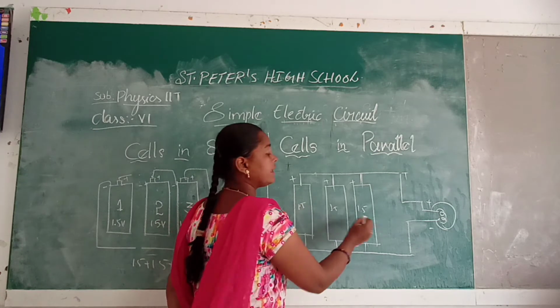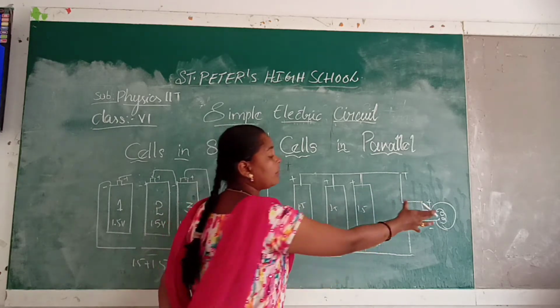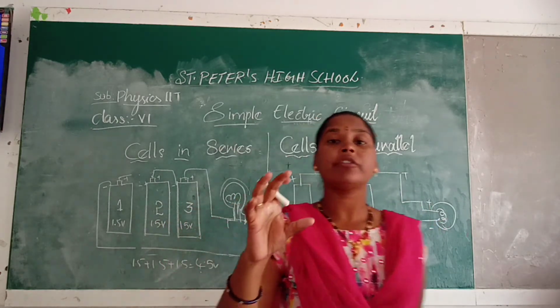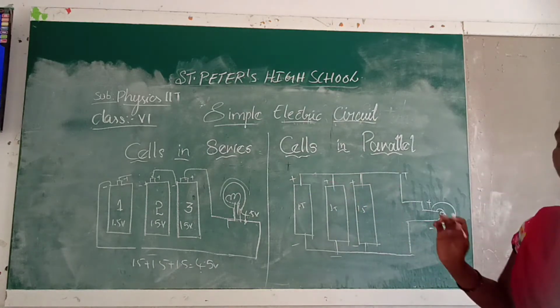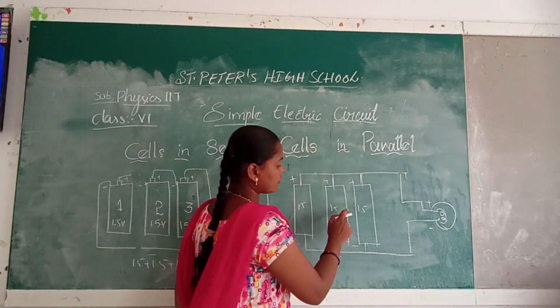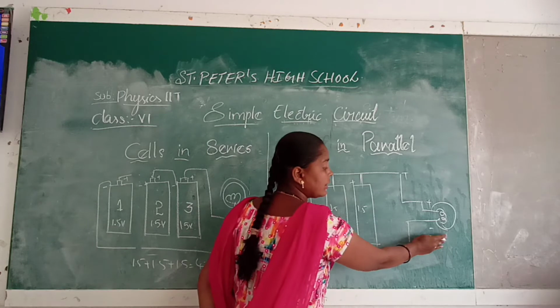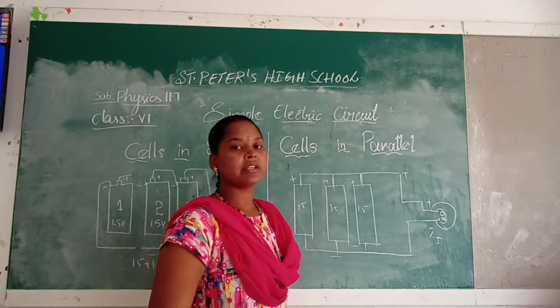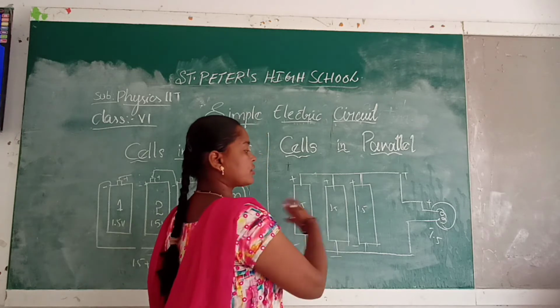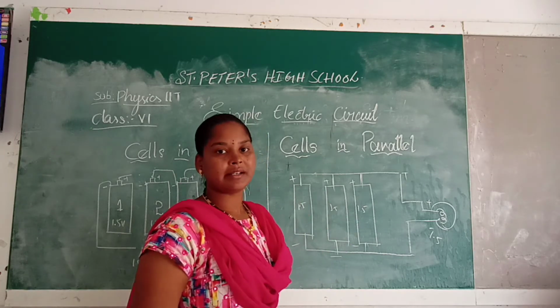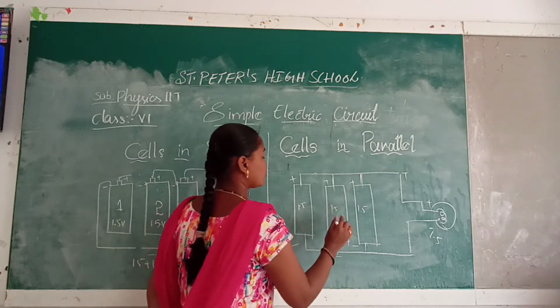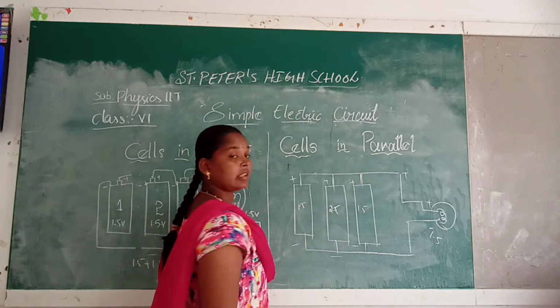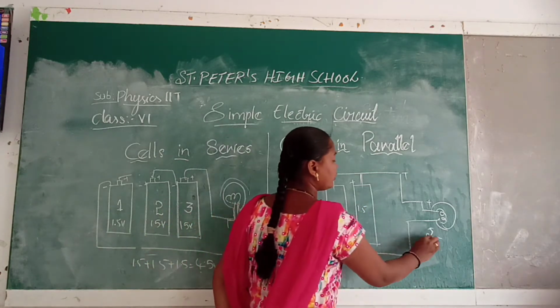Here, whatever the EMF, the bulb takes only the highest EMF among the cells. For example, it is 1.5, 1.5, 1.5, so the EMF for this bulb will be 1.5 only, and the bulb glows with the same brightness. But if one is 2.5, the EMF for this bulb will be 2.5.